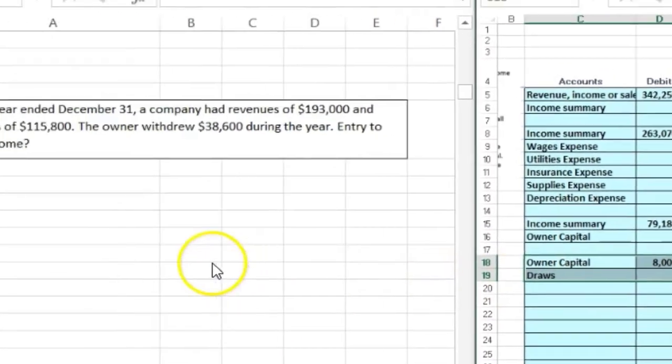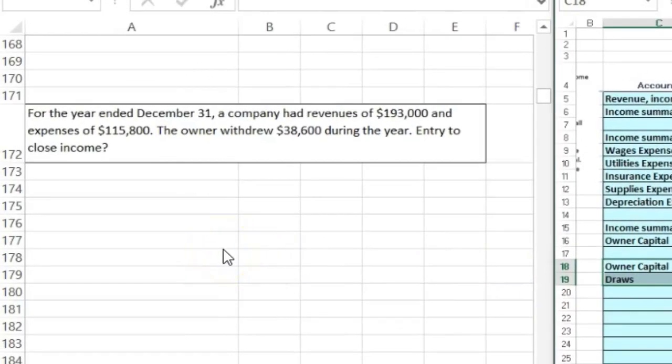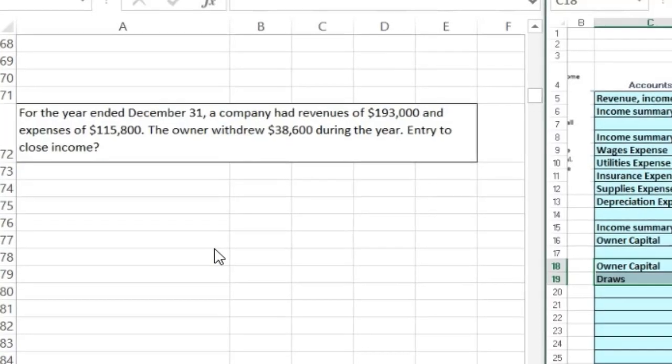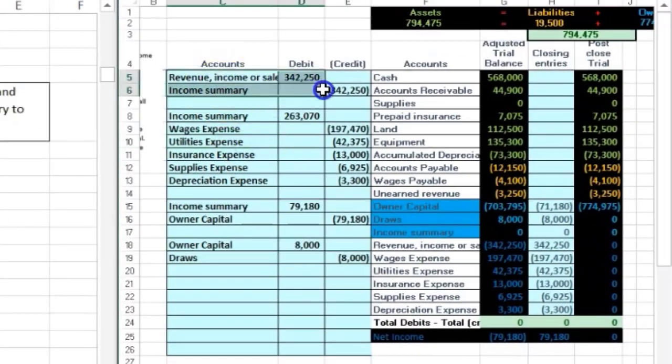So notice that the question here is a little bit tricky. They're tricky because they're only asking one piece of the four-piece process. And they're giving us more information than we need to do the one piece of the four-piece process. The piece they're asking for is to close out income. That's the first entry. That's the first thing we do. So on a trial balance, it could be called revenue, income, sales, whatever. It's got a credit balance here represented by a negative number or bracketed numbers.